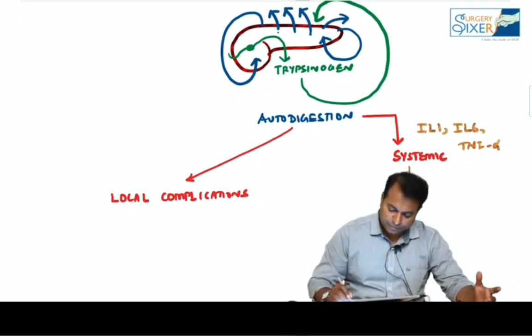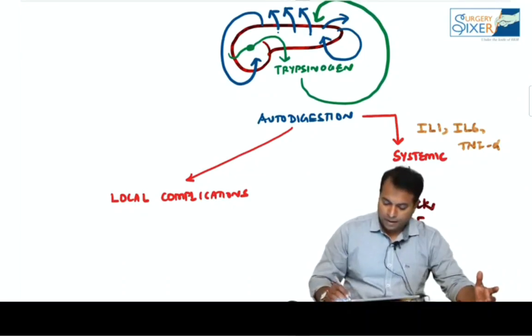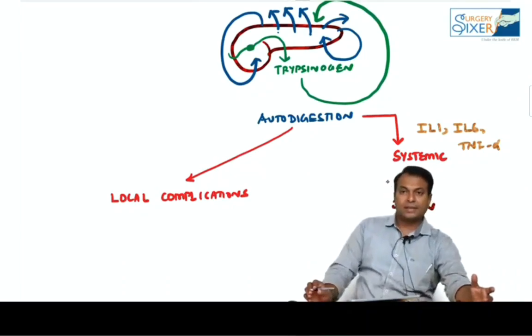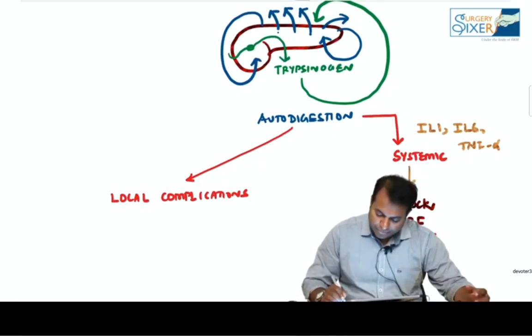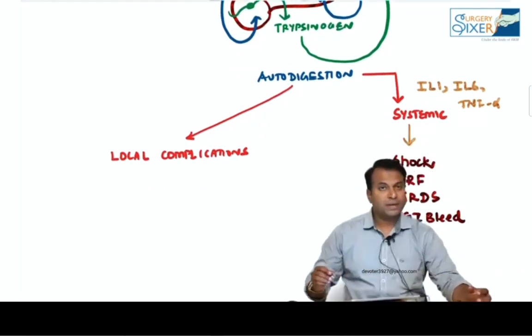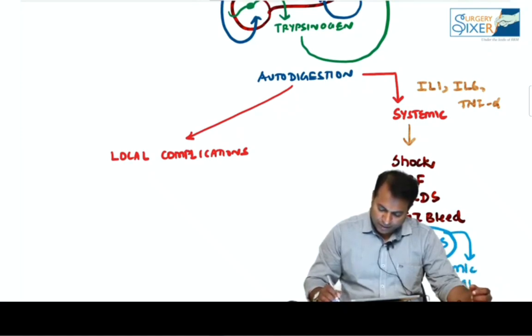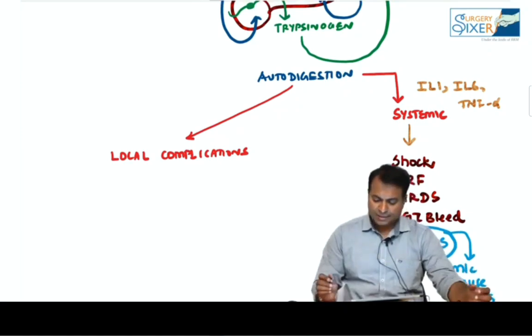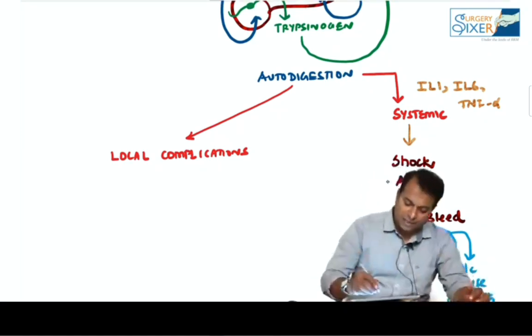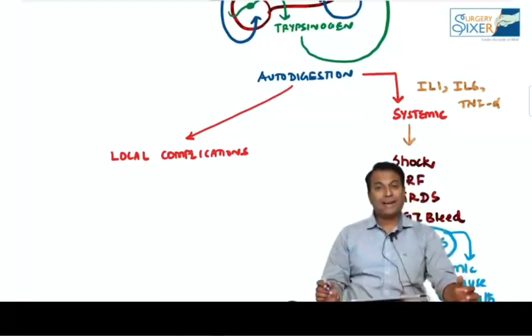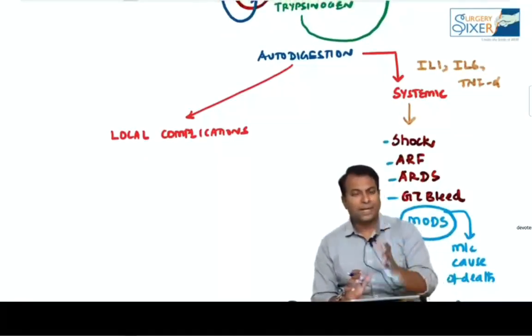They are shock, acute renal failure, acute respiratory distress syndrome (ARDS), and GI bleed. And there comes the most common cause of death, that is MODS, multi-organ dysfunction syndrome. Most common cause of death in acute pancreatitis is multi-organ dysfunction syndrome, which follows shock, acute renal failure, ARDS, and GI bleed.